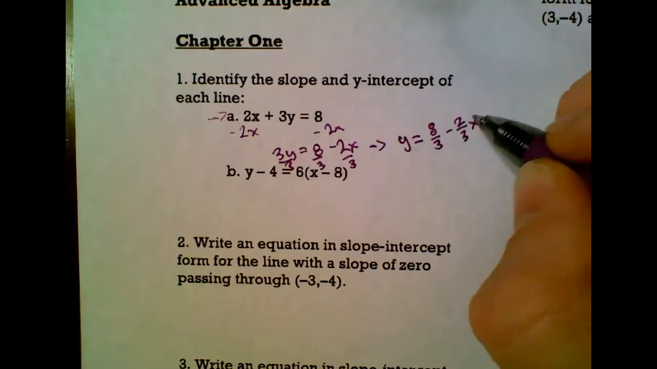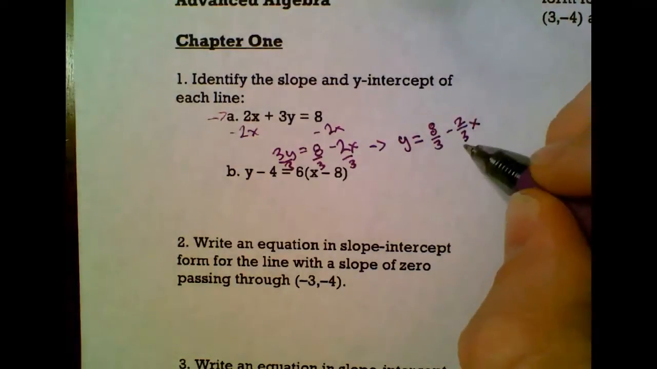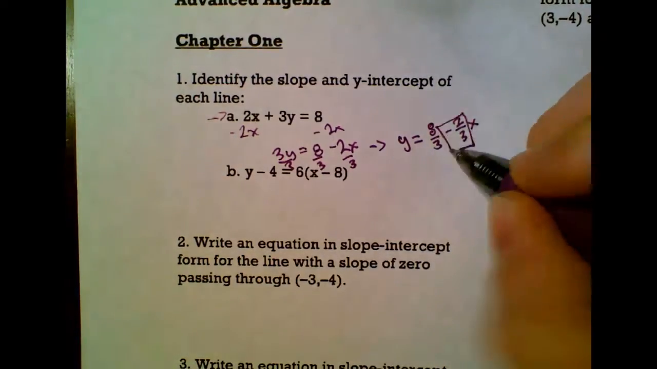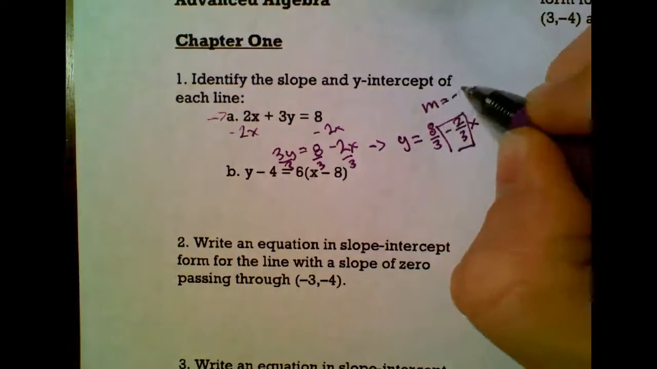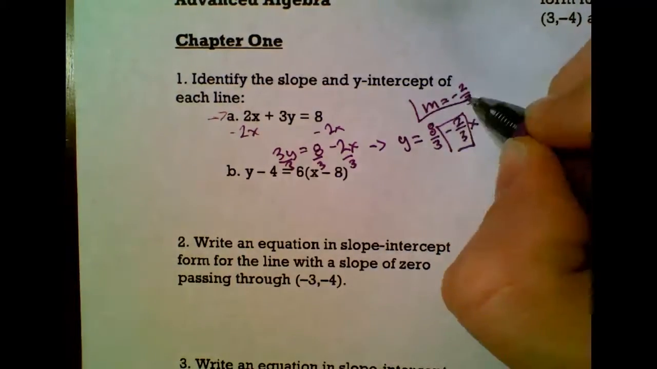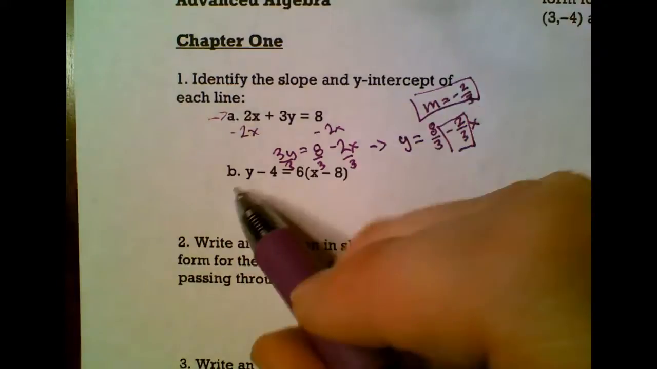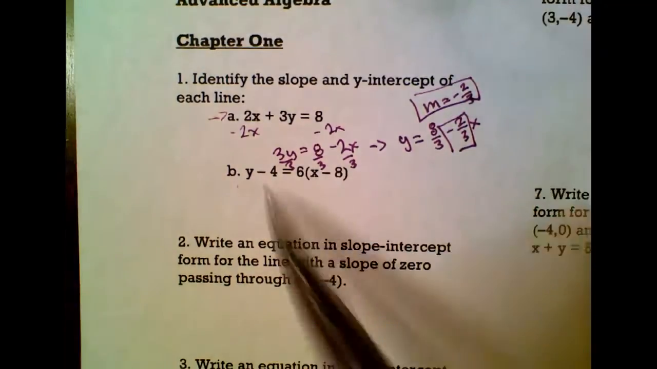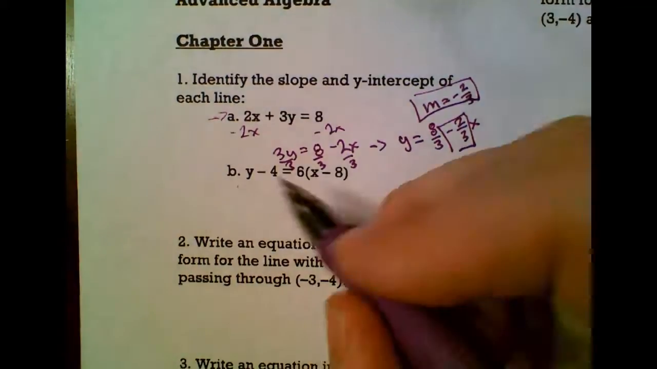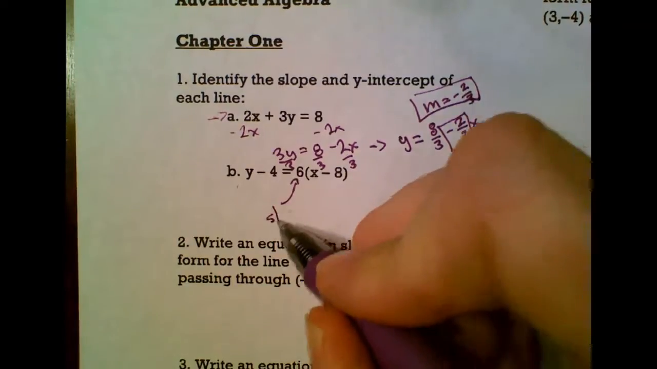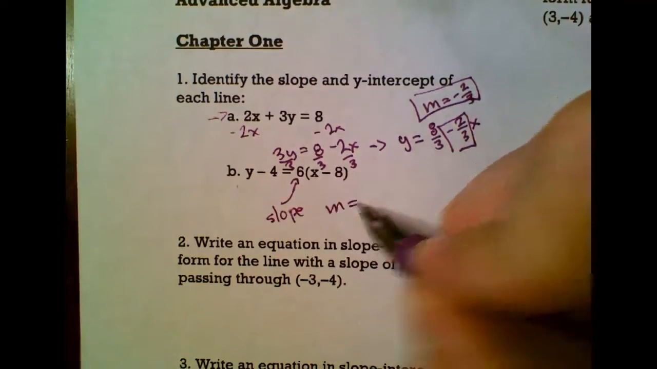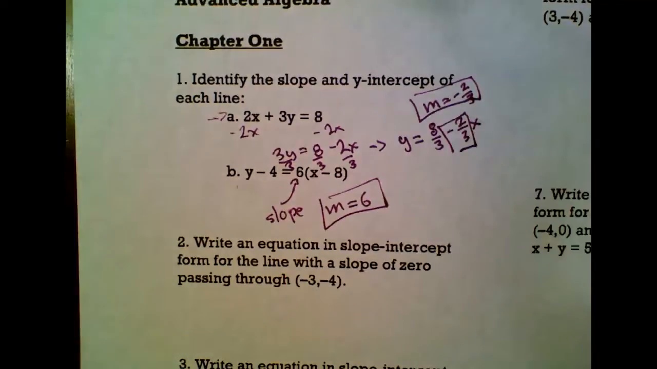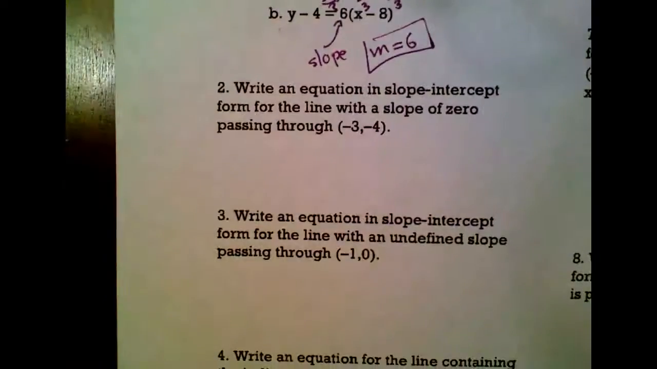Now the slope is always connected to the x when you have it in slope-intercept form. So in this situation, our slope is right there. So m equals negative 2 thirds for that one. For this one, this is in point-slope form. What's nice about point-slope form is it actually gives you the slope right off the bat. Here's the slope right there. So m equals 6.